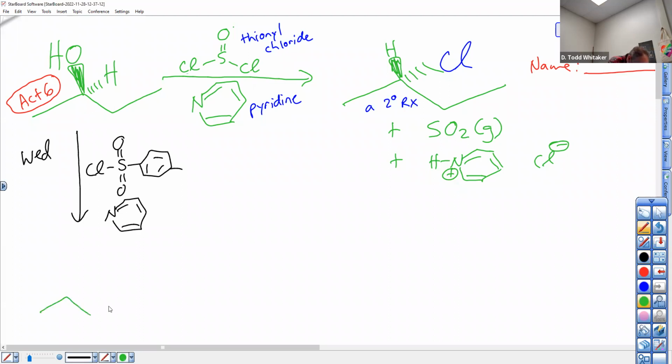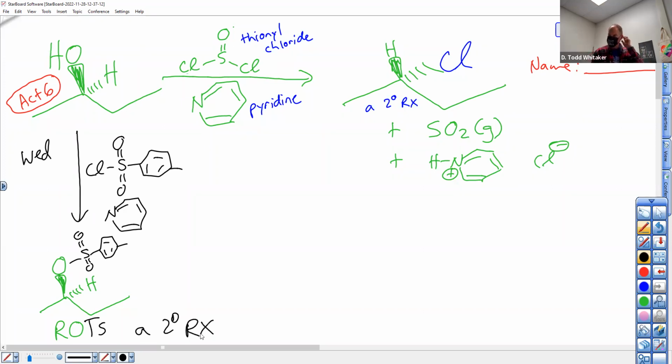And you get this. The O stays in the same spot. That's different. Then it's there, and this is called ROTF, a secondary RX as well. OTS minus is a leaving group, right? Now you see why it has to be on this test. This is where the OTS leaving group comes from.